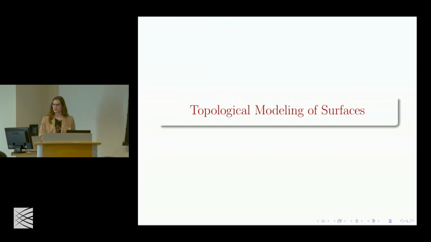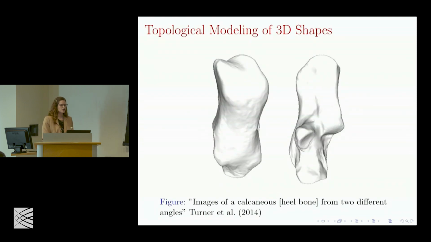So now I'm going to switch gears a little bit. We're going to talk about topological modeling of surfaces. And I'm going to start with an example just to give an idea of why we would do this. If you have, let's say, a heel bone from a primate, and you give this to a topologist and say, how are these heel bones different? They might say, well, they are all homeomorphic to the sphere, and therefore they're the same, and we can all go home. But any evolutionary biologist would tell you that's not true. There's differences.